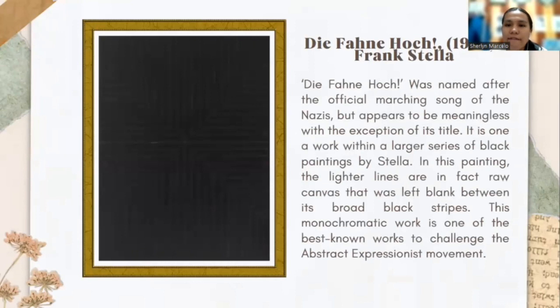Next is Die Fahne Hoch by Frank Stella in 1959. Die Fahne Hoch was named after the official marching song of the Nazis, but appears to be meaningless with the exception of its title. It is a work within a larger series of black paintings by Stella. In this painting, the lighter lines are in fact raw canvas that was left blank between its broad black stripes. This monochromatic work is one of the best-known works to challenge the abstract expressionist movement.